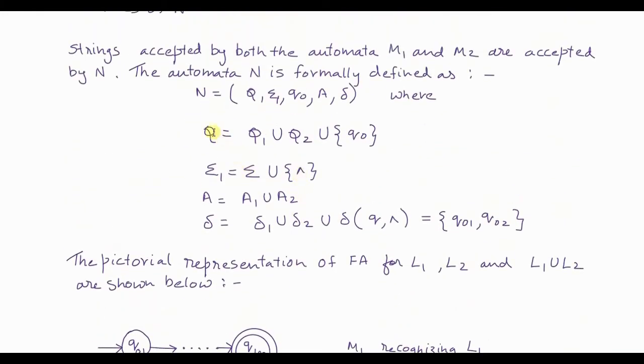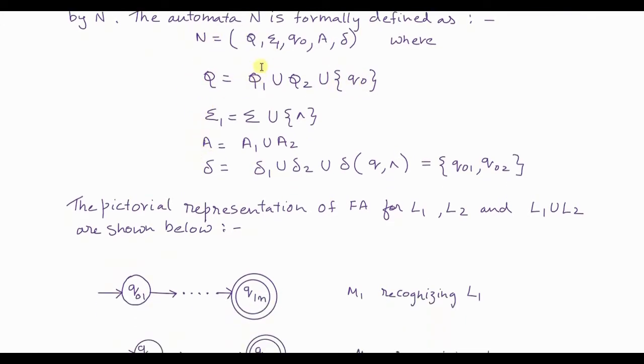So the set of states of this final machine N will be, first, Q1, the set of all the states in machine M1, union Q2, the set of all the finite states in machine M2, union one extra state, that is Q0, which we have just created. Through null transitions it connects both the automata. So Q0 is one extra state. So this will be Q of the resultant machine N.